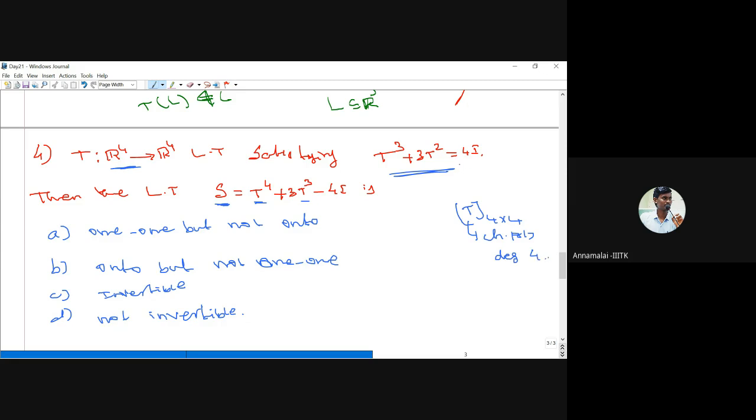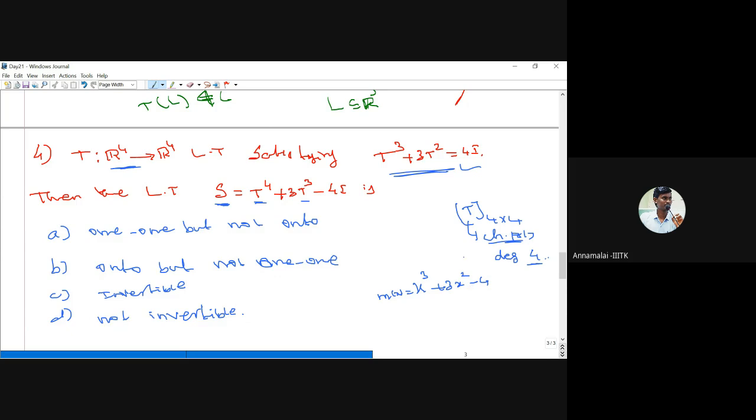But T satisfies this polynomial. What is the polynomial T satisfies? x cube plus 3x square minus 4. Suppose I call it m of x. So T satisfies this polynomial, but the degree of the characteristic polynomial is 4. Therefore, what can you say about this one? It's an annihilating polynomial. So T satisfies this polynomial.